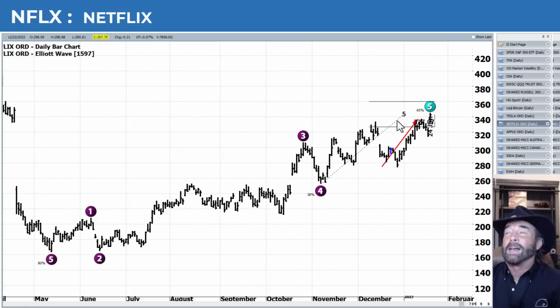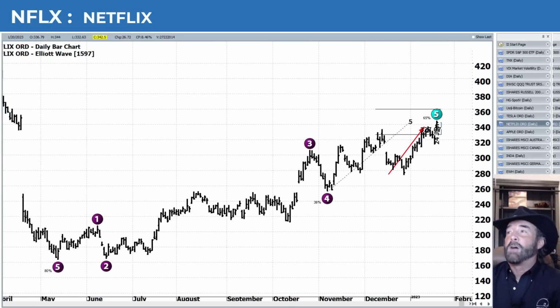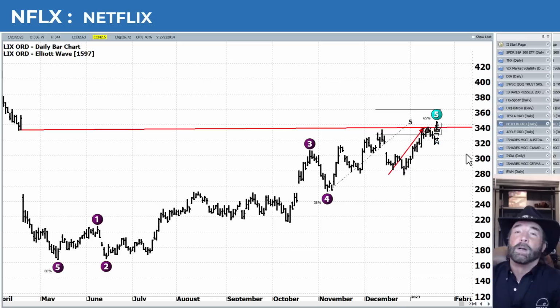But we're right smack in the middle of this tap box, and now we're getting close to where we're filling this gap right here that goes back to April of last year. So we closed that gap today. Now I think maybe you want to be a little bit careful on Netflix.